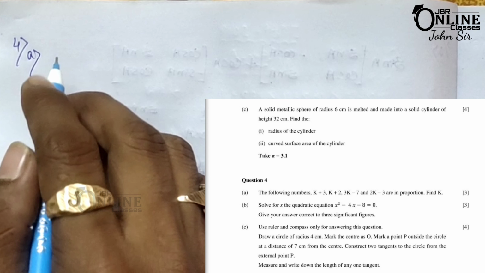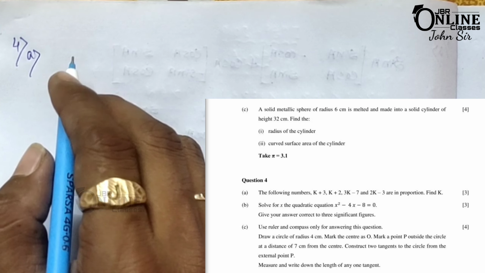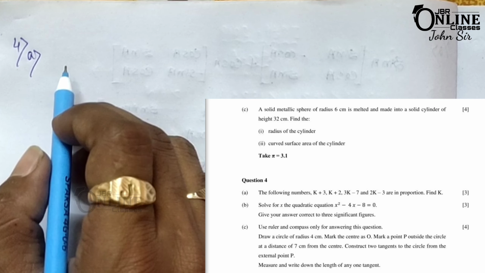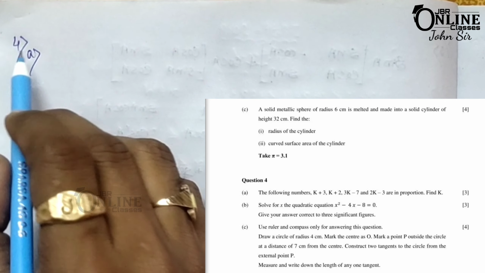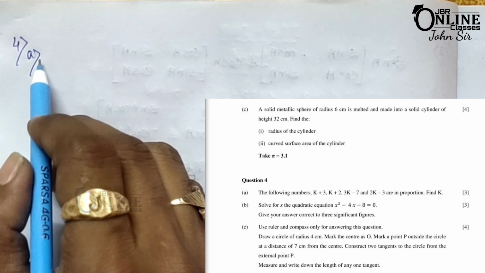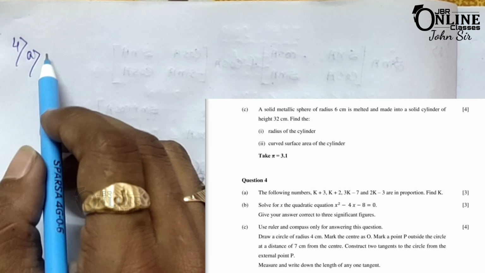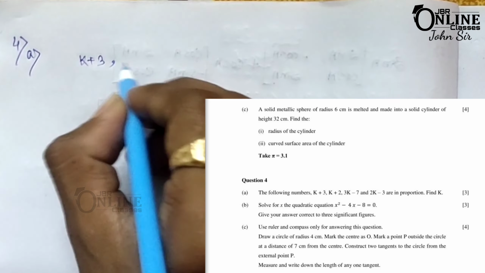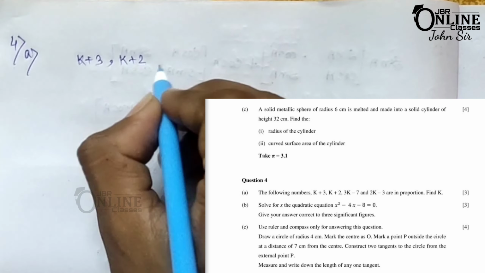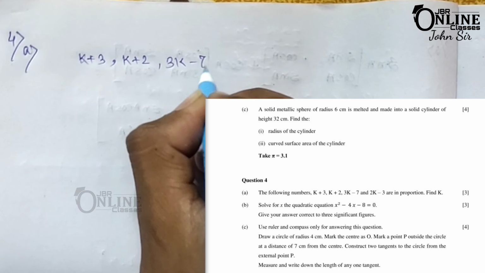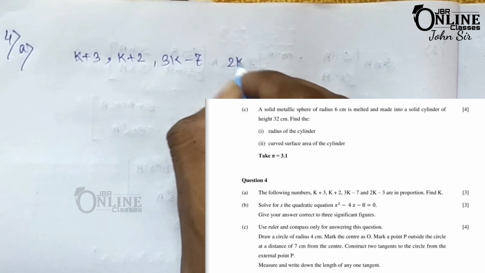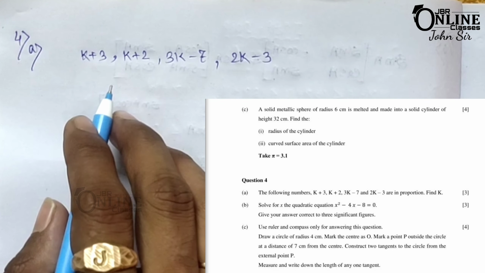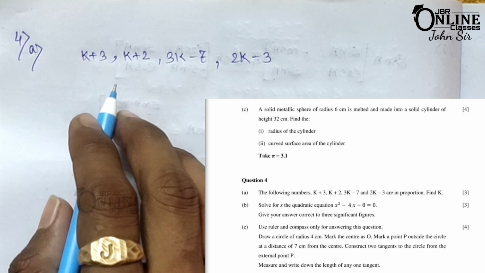So sum number 3C from the problem, it's a spare problem. So in your ICSE 2021, it was not in your syllabus. So that's why I am going to solve sum number 4A. Okay, in sum number 4A, the following numbers k plus 3, k plus 2, 3k minus 7 and the last one 2k minus 3 are in proportion. Find the value of k.